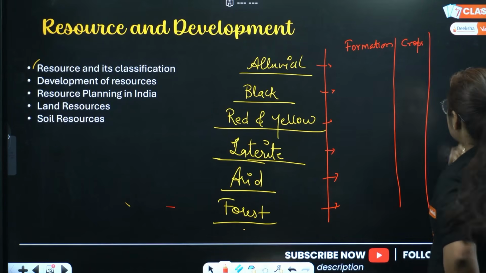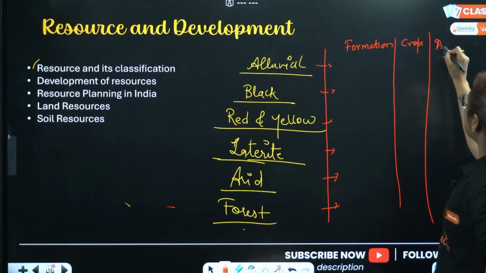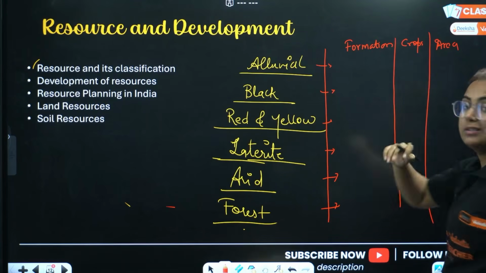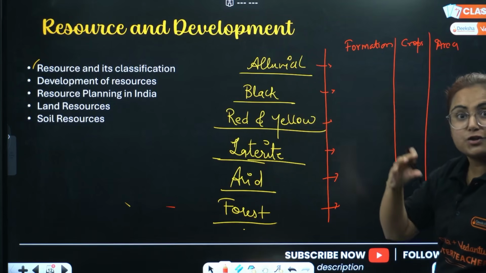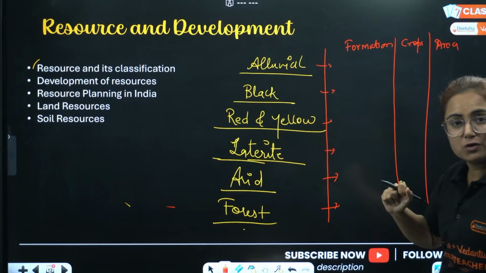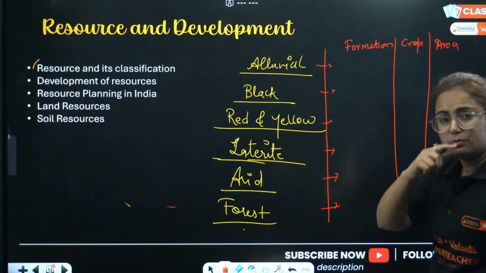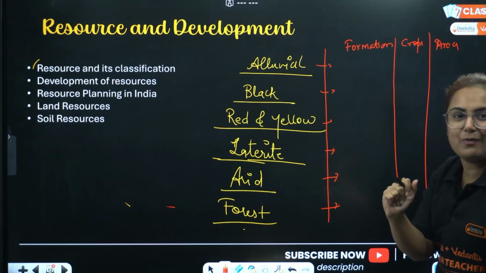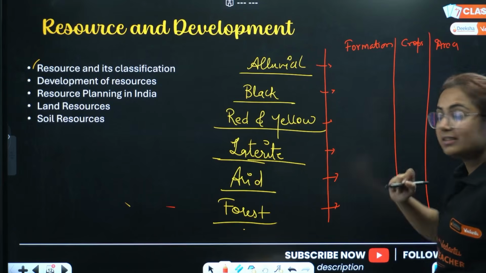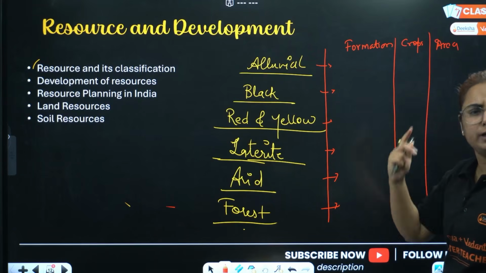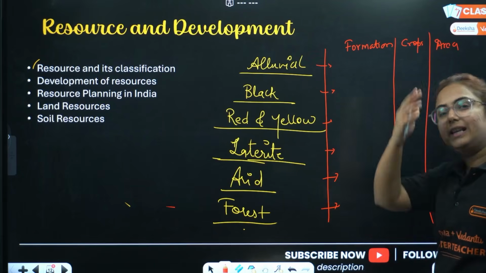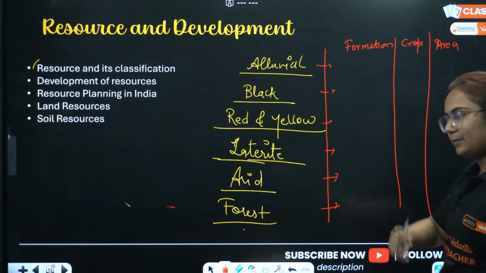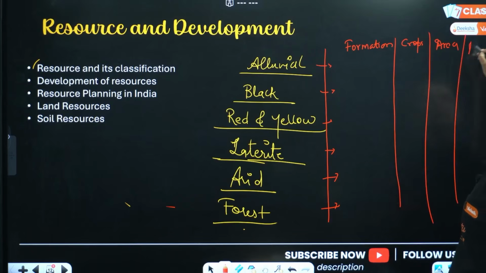Where the soil is found: if I talk about alluvial plains, the complete northern plain is covered. Black soil: Maharashtra, Saurashtra, Malwa. Red and yellow soil: the Piedmont zone in the Western Ghats. Then laterite soil: the areas of high rainfall, Kerala, Northeast. Arid soil: Rajasthan. Forest soil: in the forest and mountain region, figure it out. Then we will end it with features, and we will learn two features of each.